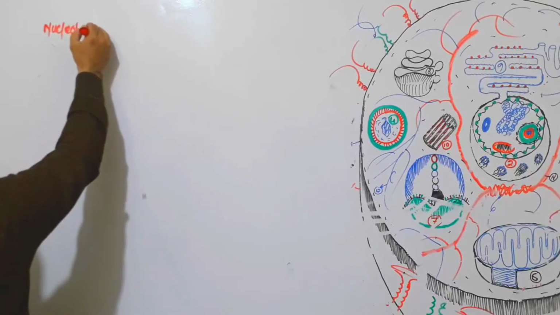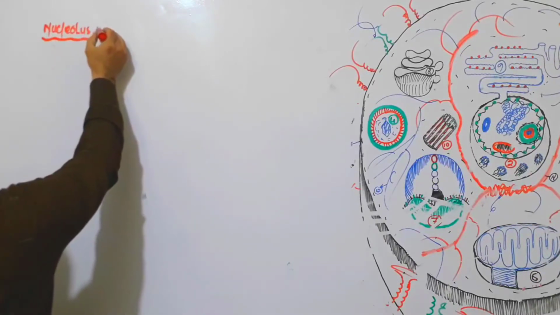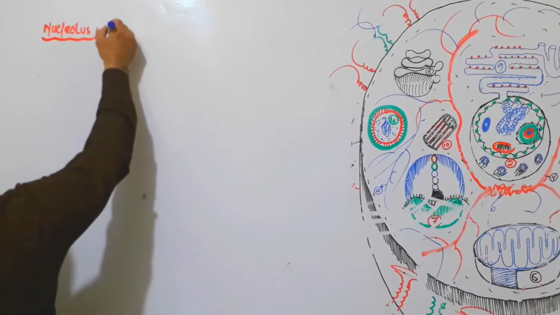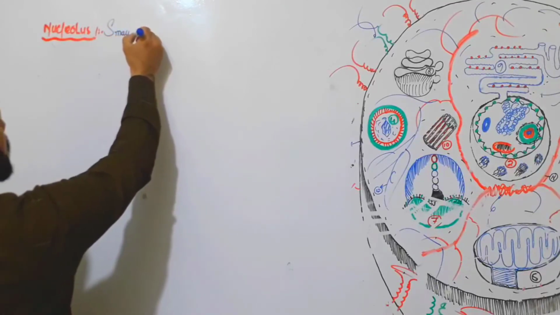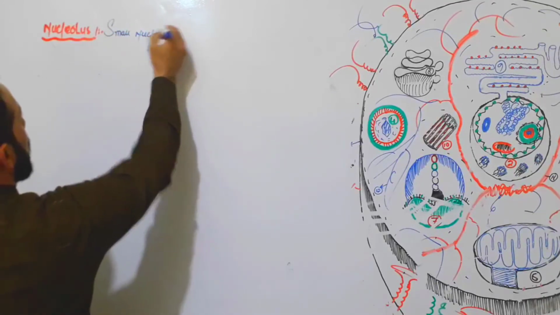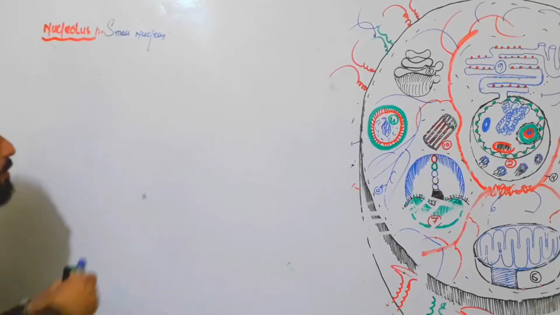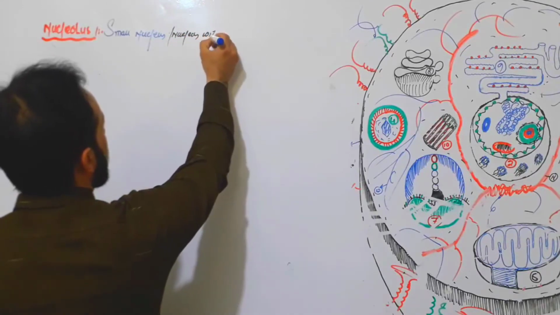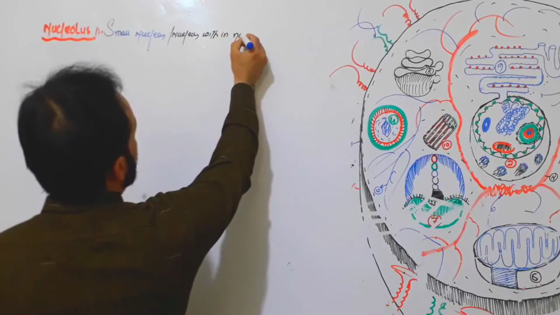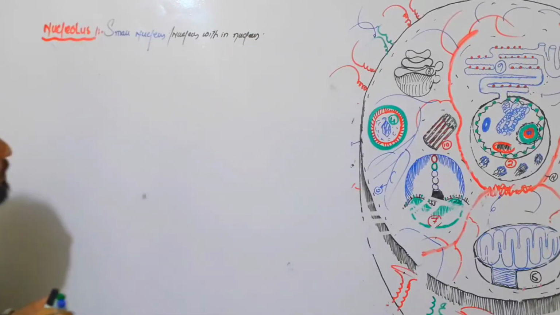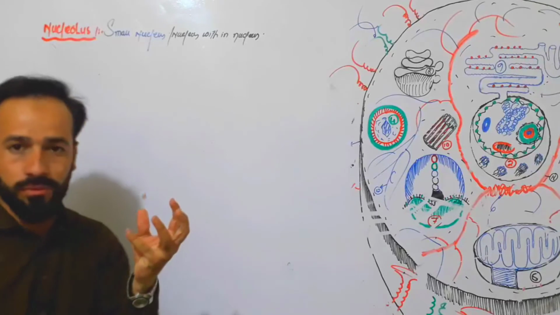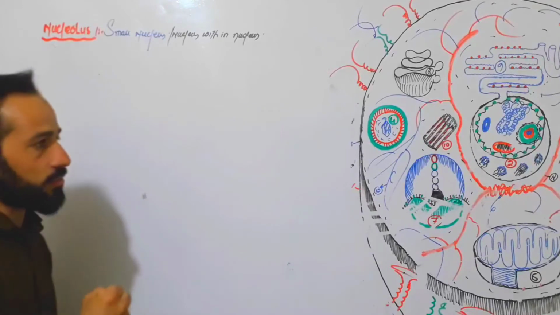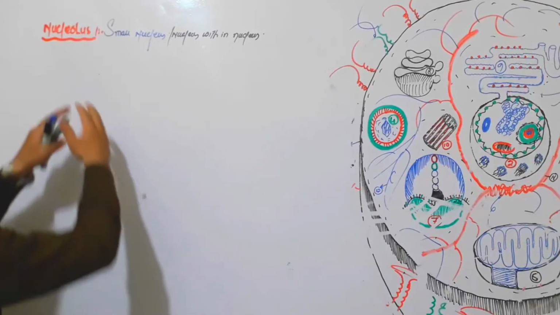Nucleolus means small nucleus, or we can also say that nucleolus means nucleus within nucleus. What does it mean? It means that inside our nucleus we have another small nucleus, right? This is a very important part of the nucleus, and it is called the nucleolus. We will see its structure and composition in detail.